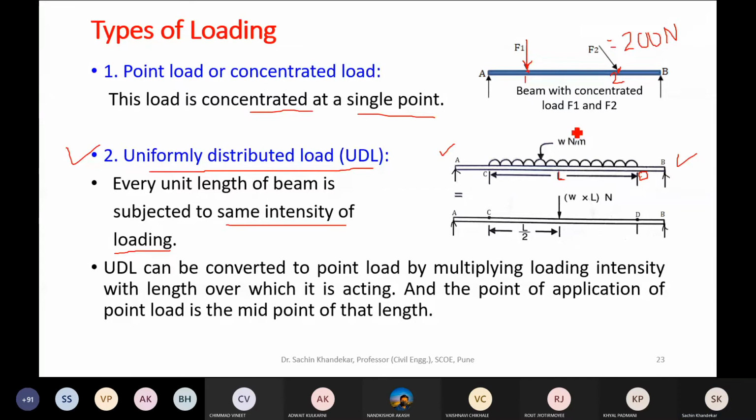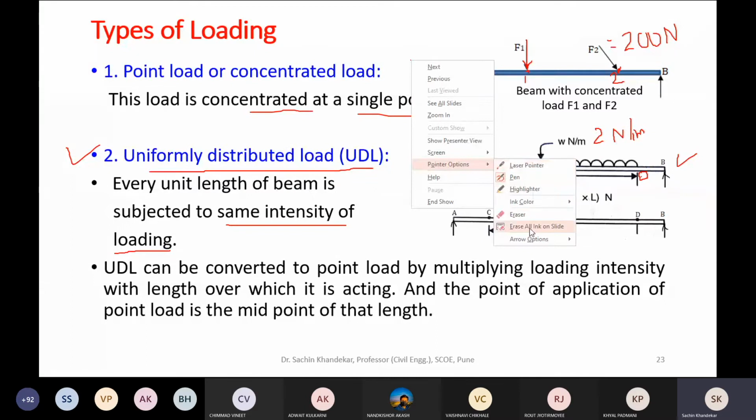For example, 2 Newton per meter means what? Every unit length, per meter meaning 1 meter, so every 1 meter length of the beam is subjected to the same intensity of loading, which is 2 Newton. That is what is called a uniformly distributed load.